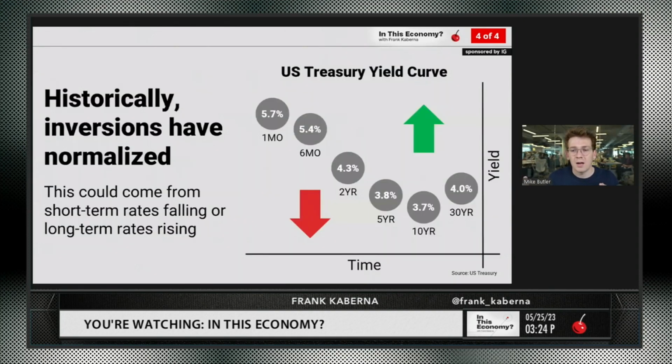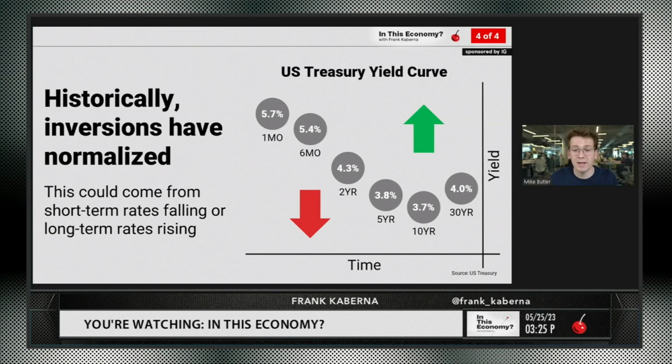And so how do we get out of this? Well, historically, inversions have always normalized one way or the other. And this can, of course, occur by the 2, 5, 10, and 30-year rising up here, and 5s, 10s, and 30s rising more than 2s, and 10s and 30s rising more than 5s, and 30s rising more than 10s, and so on and so forth. Or what has happened more commonly historically is the short-term interest rates really falling below the medium and long term.